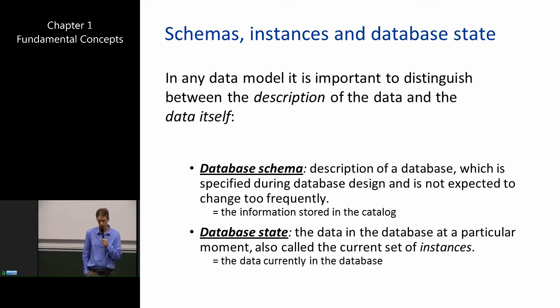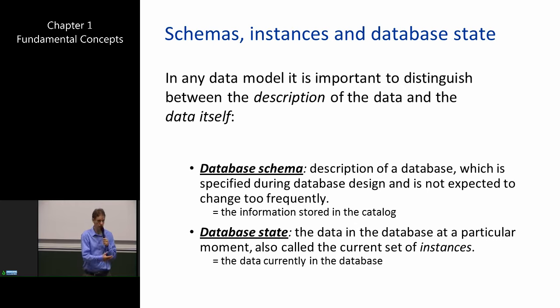Also very important is the concept of schemes, instances, and a database state. In every database application, it is very important to distinguish between the description of the data, the metadata, the data definitions, the data structures, constraints, etc., and the data itself. A database scheme is a description of the database. So it's basically the metadata. It describes the data structures, the connections between them, and so on. And typically, this is specified during database design and is not expected to change too frequently.